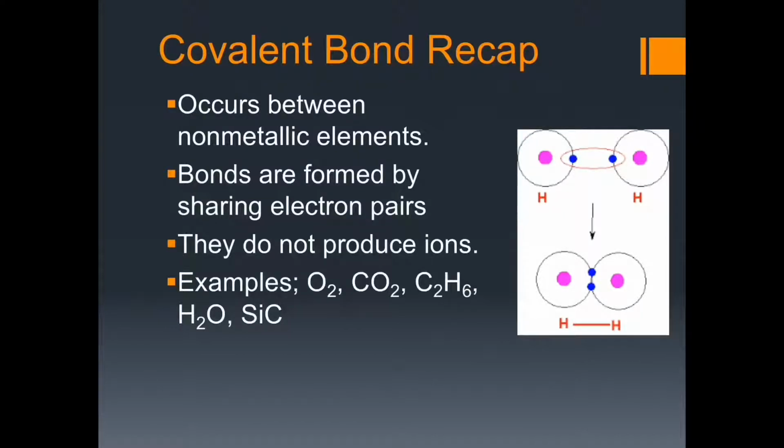So ionic bonding was happening between metals and nonmetals. Covalent bonding happens between all nonmetals. The bonds are formed by sharing electrons. They do not produce ions because neither atom is giving anything up. They're just sharing. Some examples are O2, CO2, C2H6, H2O, and SiC.